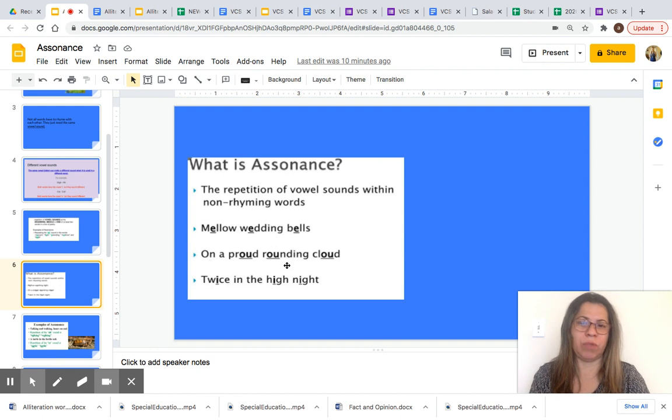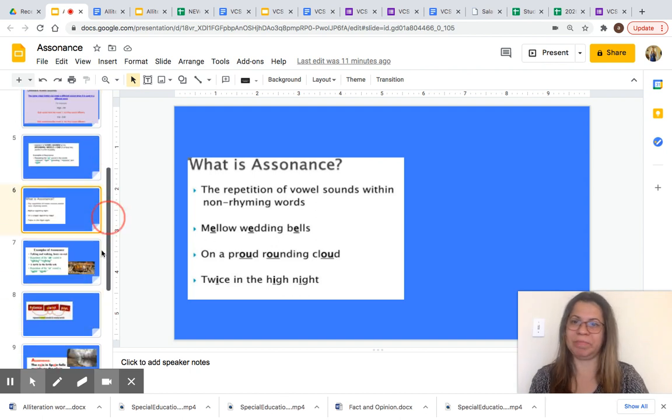On a proud, rounding cloud. So we have the ow sound here creating an assonance in the sentence. The ow sound, the OU, in the words proud, round, and cloud. And the last example in this slide is twice in the high night. Note that the vowel sound I is creating an assonance in this sentence. The sound I in twice, high, and night creates an assonance.